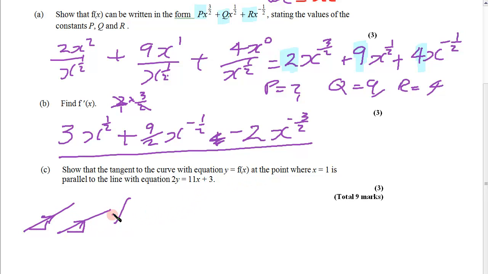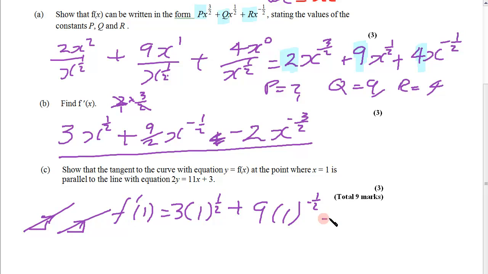So let's find out f dash of 1. That gives us the gradient when x is 1, which therefore gives the gradient of the tangent at that point. Now, if we put 1 everywhere in here, we get 3 times 1 to the half plus 9 over 2 times 1 to the minus a half minus 2 times 1 to the minus 3 over 2. So everywhere here, I have substituted 1.